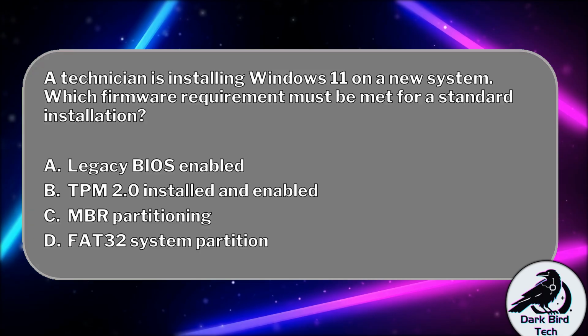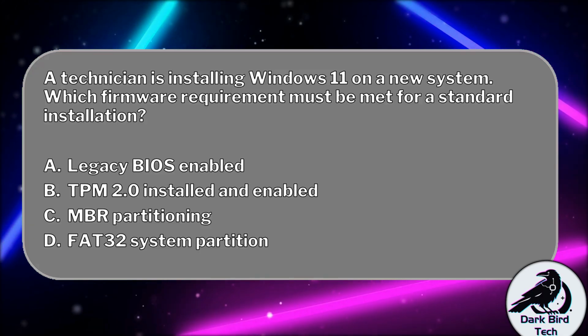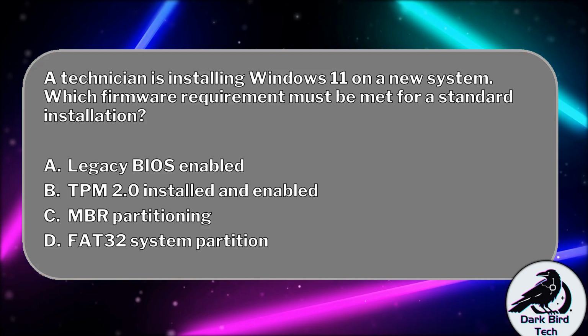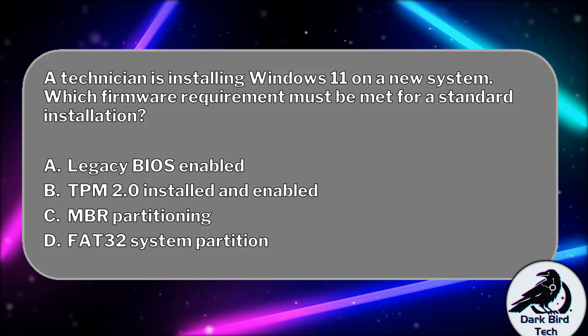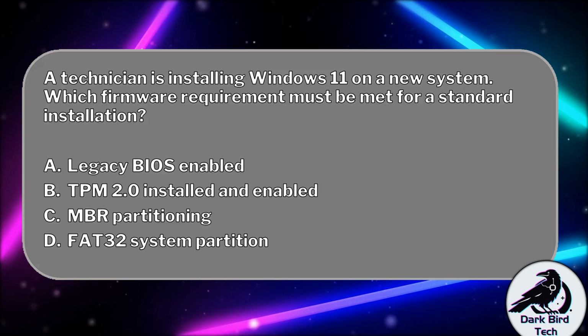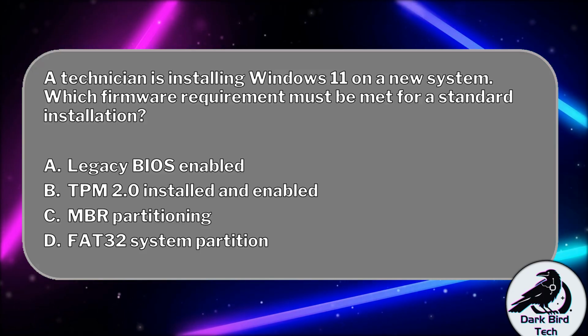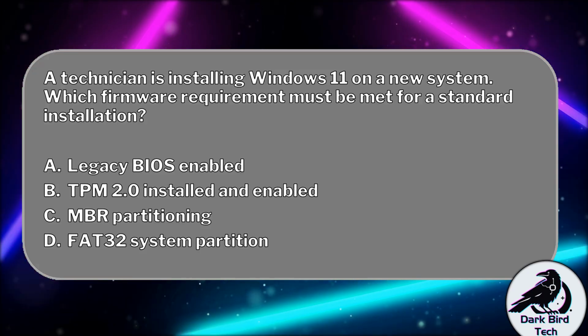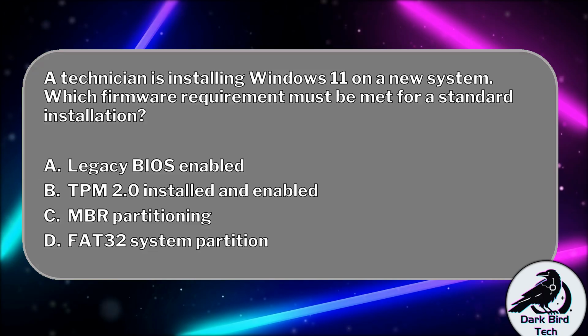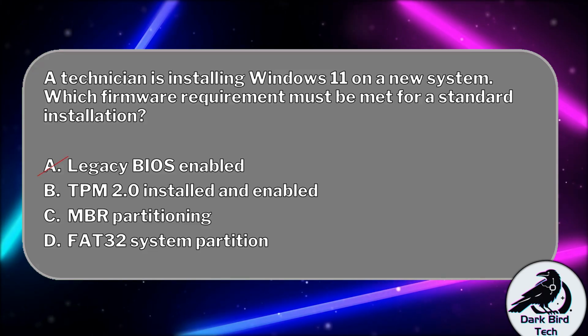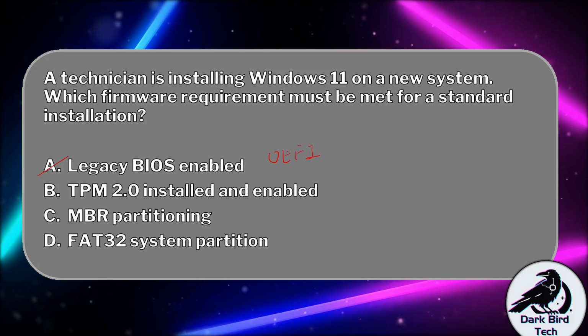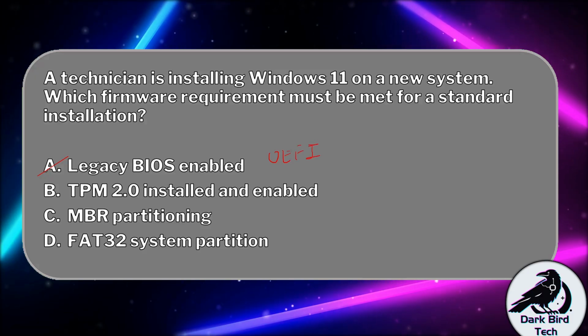So make sure that legacy BIOS is enabled, having TPM 2.0 installed and enabled, MBR partitioning or master boot record partitioning, and using the FAT32 file system. So it seems they're just checking, do you know what your OS requirements are for installing it on any given computer? And straight away, I can eliminate the legacy BIOS mode. Windows 11 is modern enough that it'll support UEFI, and probably prefer that you have UEFI as your booting firmware.